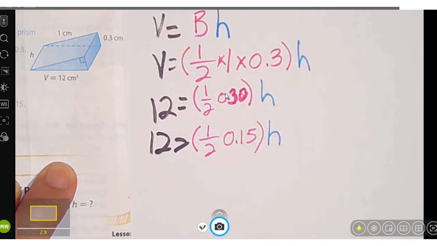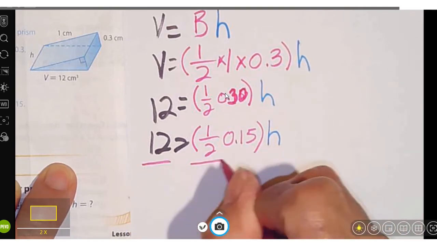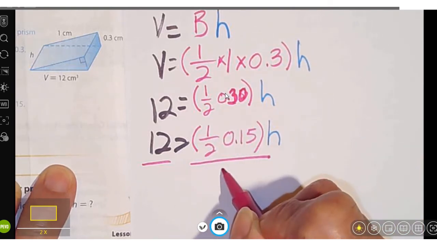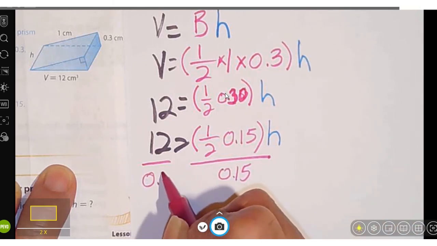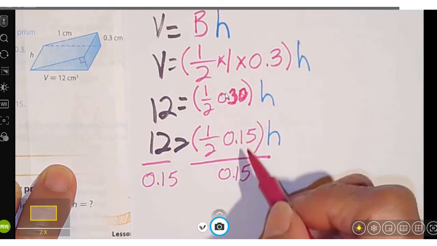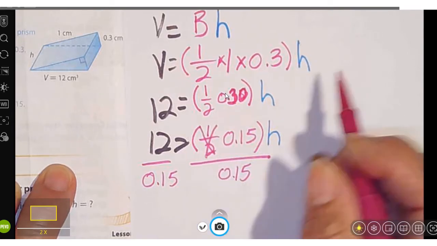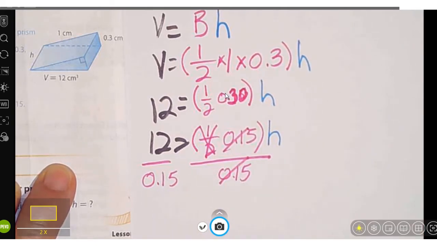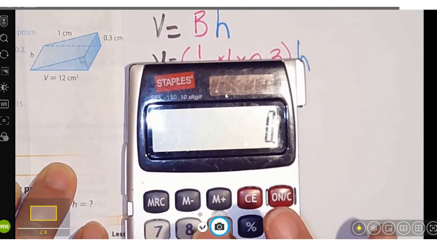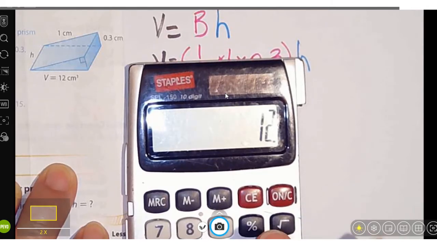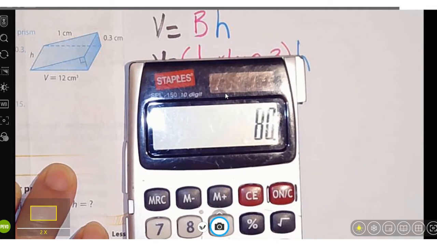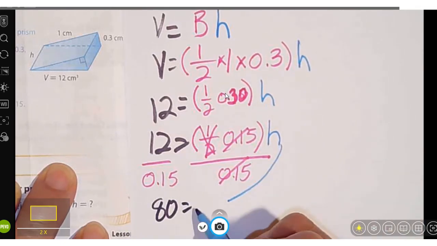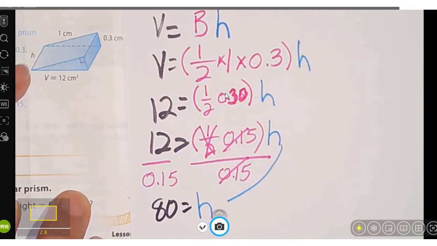All right. So now we're going to divide on both sides. Okay. And we're going to bring each down. So once you do 0.15 here, and you do 0.15 here, okay, this is actually that divided into that is that, so we no longer have our half. We actually have 0.15. This right here cross cancels that. And then we do 12 divided by 0.15 equals 80. So here we have 80, and then we bring down our H. So we've solved for the height.